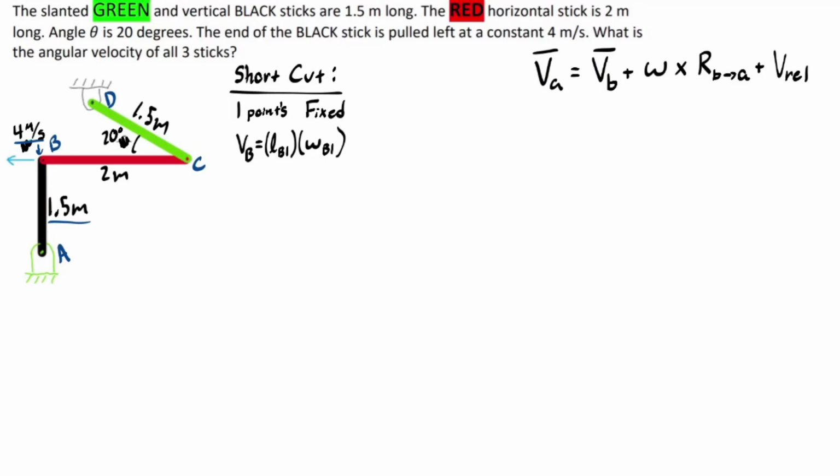Cool. So let's plug in what we know. We know the velocity of B was given as 4, so I'm just going to write 4. And that's equal to the length of the stick, and the length of that black stick is 1.5.